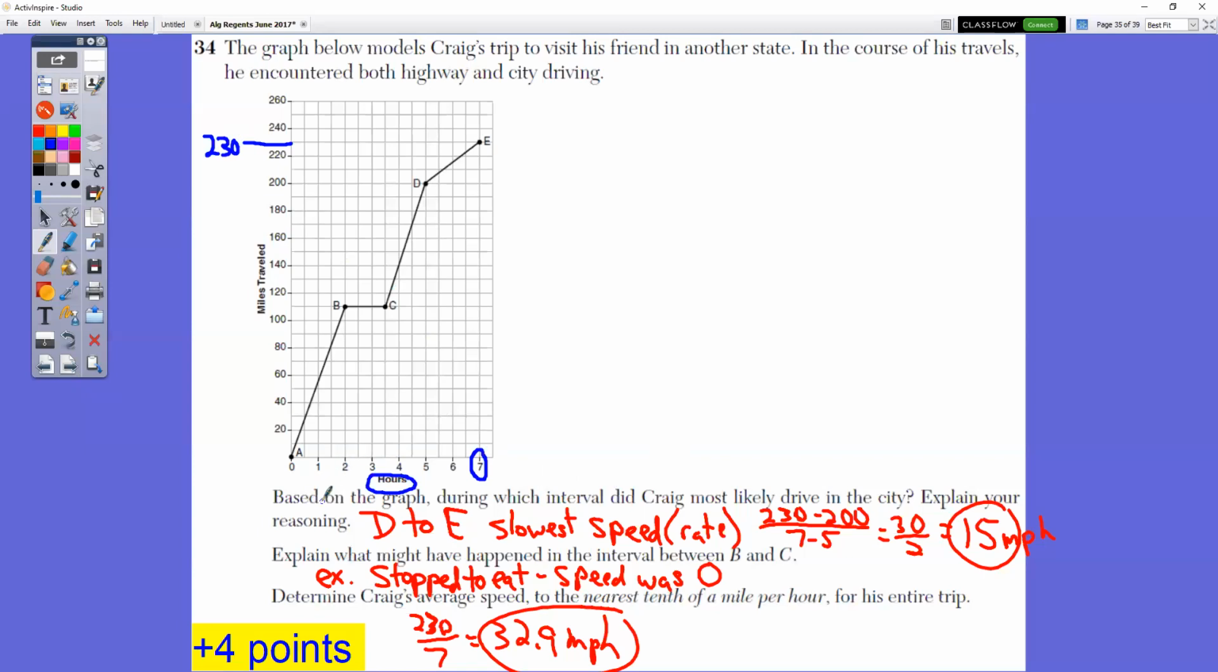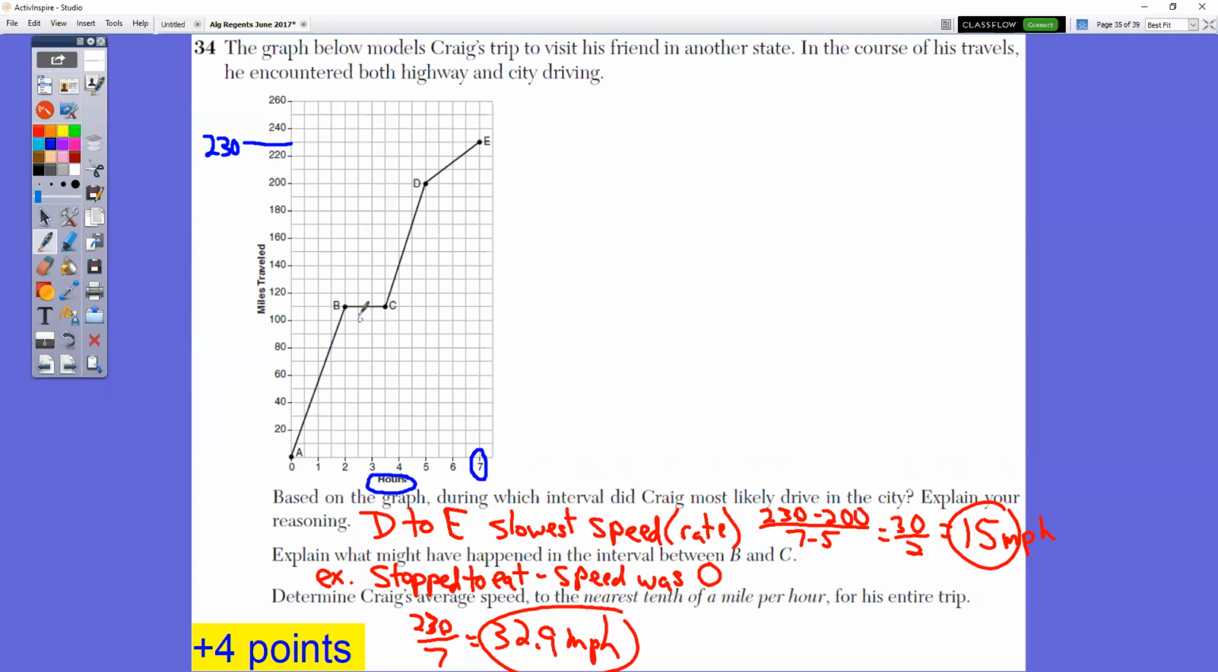So question number 1, based on the graph, during which interval did Craig most likely drive in the city? Explain your reasoning. So which one did he drive in the city at? Is he going to drive 110 miles in a city over 2 hours? No, that doesn't make any sense. First of all, a city is not 110 miles long. It's 130 miles from here to Buffalo. So 120 miles, let's say Corning to Buffalo. That's not the length of a city. So that doesn't make any sense.